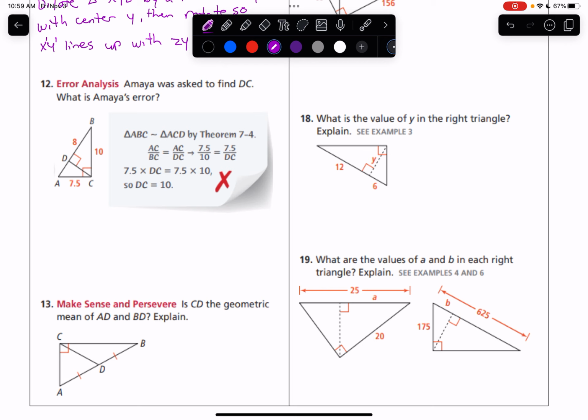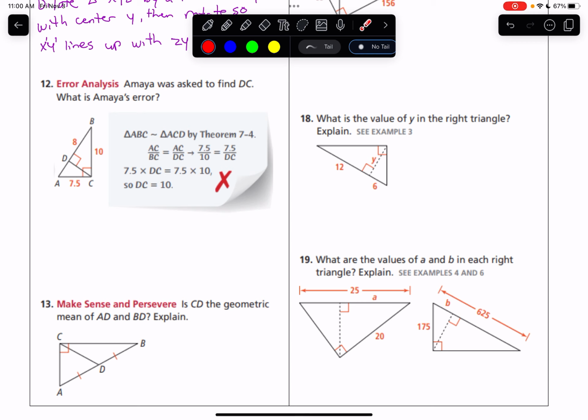What is Amaya's error? So she chose to use AC over BC. So let's see, she's showing that ABC is similar to ACD. ABC is the large triangle. ACD is the small triangle. So she said AC over BC. Nope, sorry. AC over BC. AC is the longest side of the small triangle over the medium side of the large triangle.